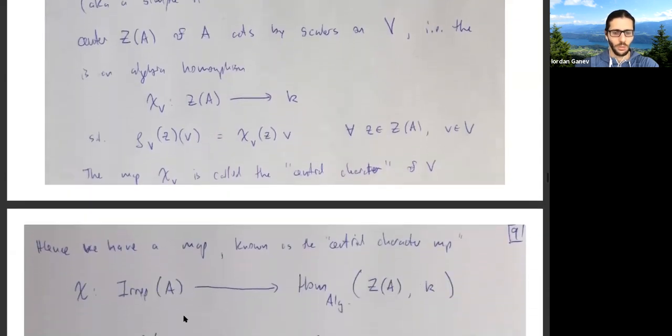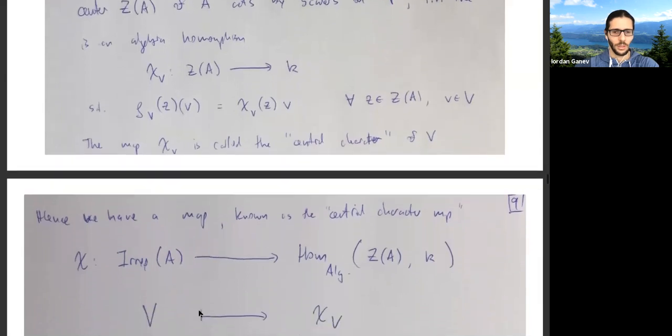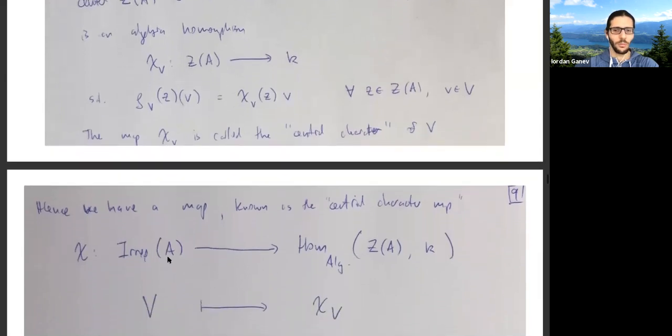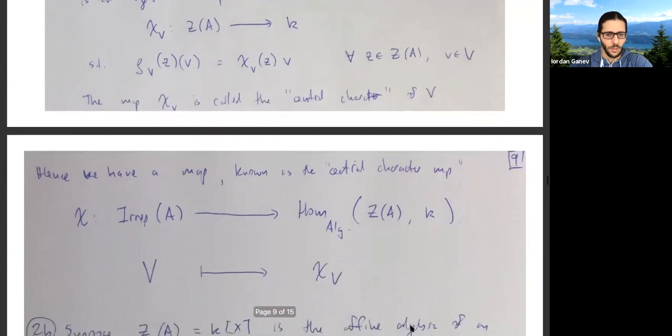I guess there's more to it. Let's abstract this away a little bit and say that we have a map from the set of irreducible representations of A, the set of simple A-modules, to the set of algebra homomorphisms from the center to K. This just takes V to this central character chi_V. So to any simple A-module, we have this algebra homomorphism from the center to K, this central character. That's why this is called the central character map.